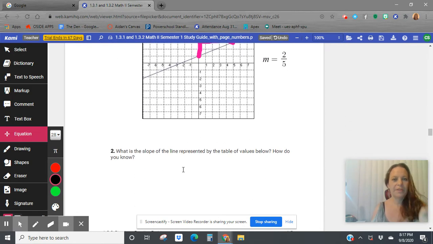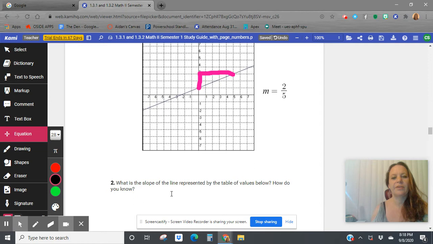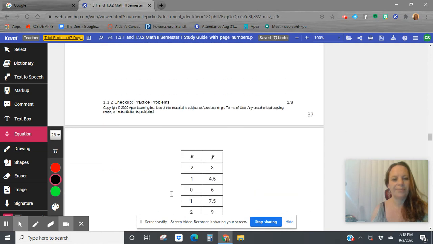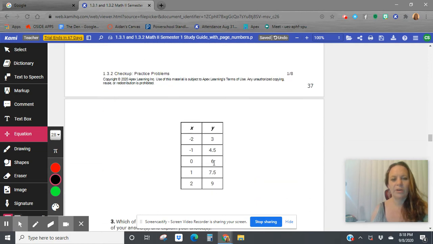What is the slope of the line represented by the table of values below? And how do you know? So here we are going to also look at now a table of values where we want the change in y. So m is equal to the change in y over the change in x.